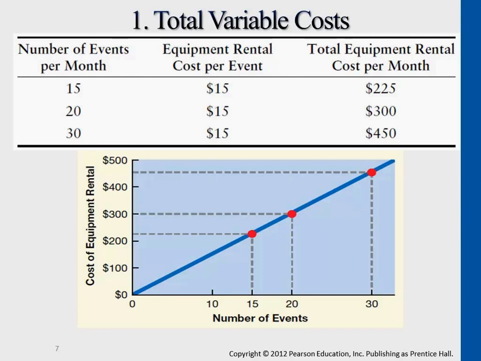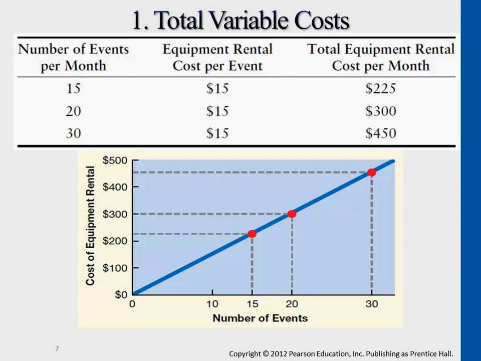So we would be looking at the change in y over the change in x, which is the change in the total cost over the change in the number of events. So what does this mean? It means, what is the rate that will be charged per event? It's $15.